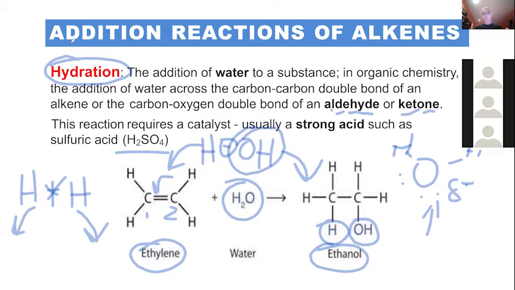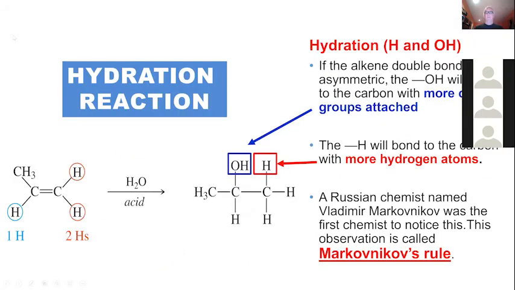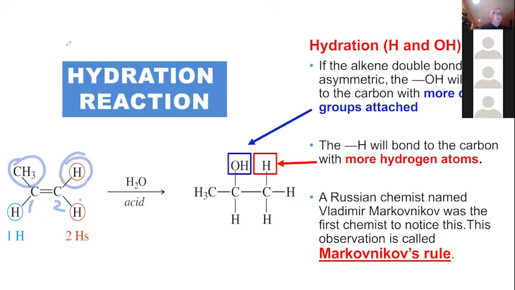What's interesting is that we can predict where the hydroxyl group is going to go and where the hydrogen is going to go. They always go to the same place. Which is kind of weird, but let's have a look. So here we've got a carbon-carbon double bond, but you see it's not symmetrical. Carbon 1 has a methyl group attached to it. Carbon 2 just has two hydrogens. So they're not equivalent, they're not the same.